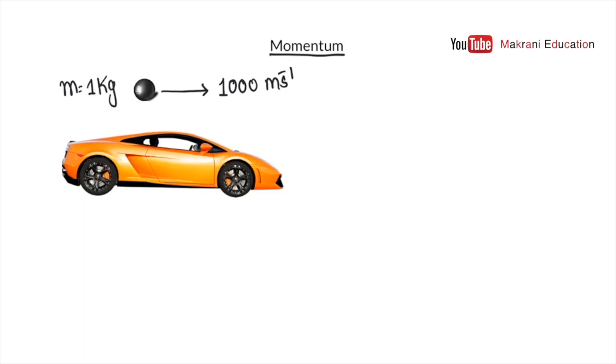And this is your car, which moves with the speed of only 1 meter per second, but it has a mass of 1000 kg. Here momentum is represented as P, which is nothing but a product of mass and velocity both.